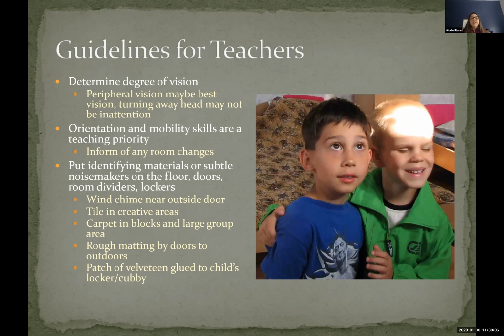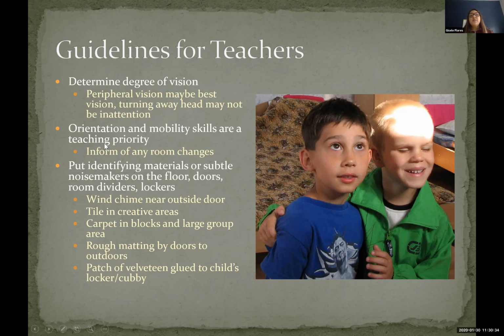So some guidelines for teachers. The first thing we have to do is determine the degree of vision. So can the child see at all? What can the child see? How can the child see? Is it just out of their periphery? Is it only outlines? Is it shadows? Can they see if there's a contrasting background? So asking those questions and testing those theories in order to best support them in your program.